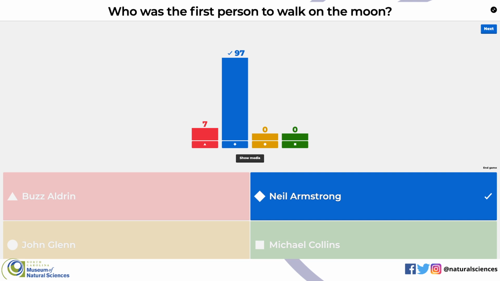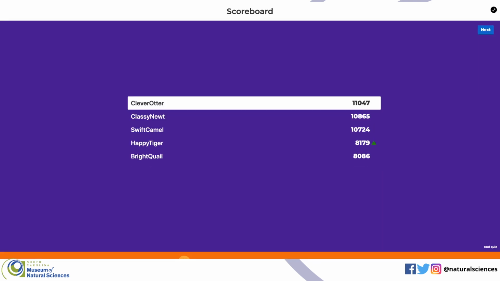Let's take a look at our leaderboard. Okay. Now, I love this statistic. 20 players have reached answer streak 3. Yes, fantastic job. Happy Tiger, welcome to 4th place. You moved on up with 8,179 points. Welcome to our top 5. Clever Otter, Classy Newt, and Swift Camel, though, out to a strong lead. But hey, there's a lot of questions still left in virtual science trivia tonight. So let's get to some of those cool questions. Thinking caps on. Ready, set, go.